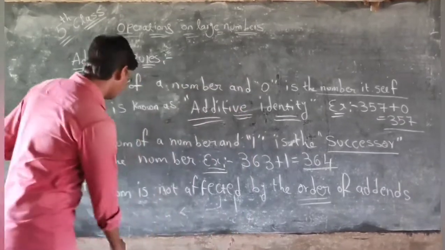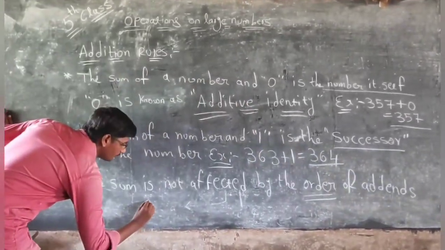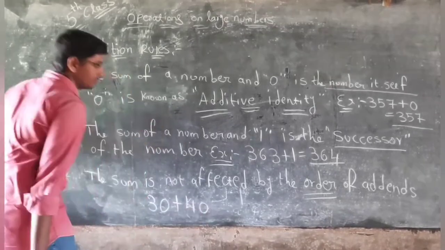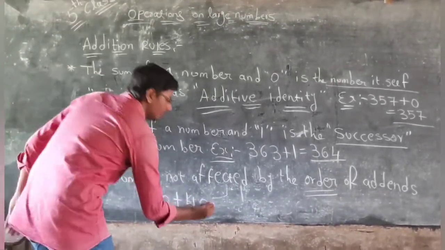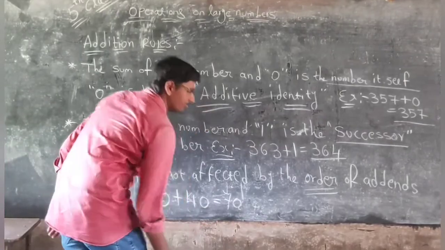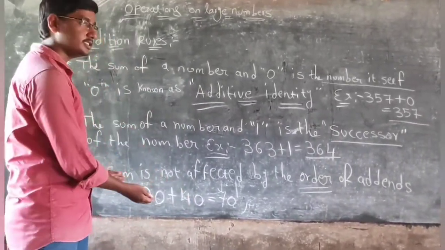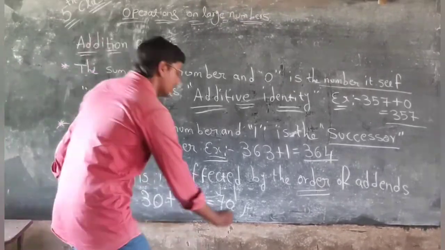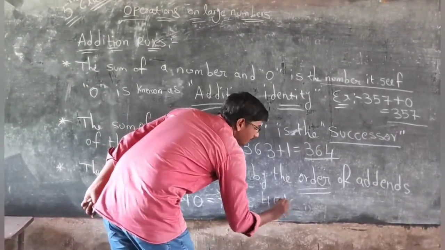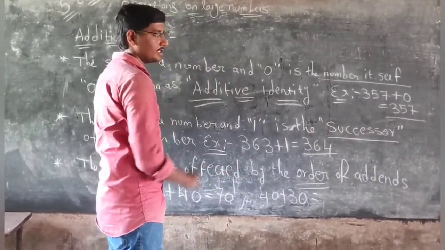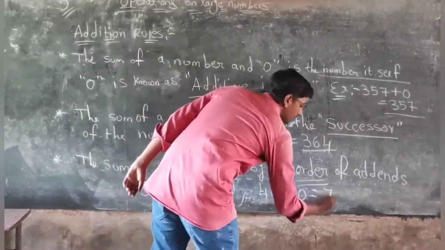Example: 30 plus 40. What is the result? 70. Next, I changed the order of these two addends. It becomes 40 plus 30. 40 plus 30 also gives the result 70.